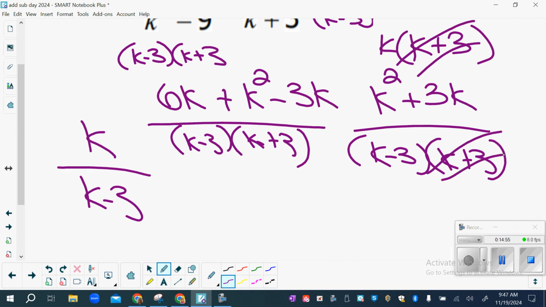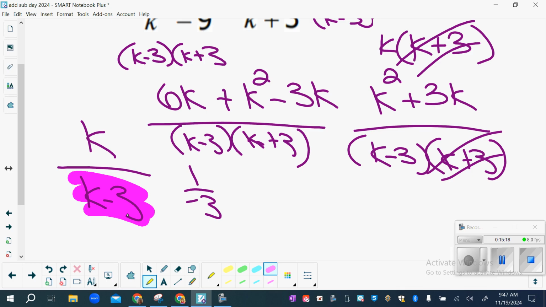Now here's what people wanted to do in period 1. Everyone wanted to say the answer was 1 over -3. What did they try to do, and why is that bad? They tried to cancel the K's, but you can't. You guys, it's an ugly wedding ring, but it's a ring. They're married. That K minus 3 is a pair. You can't cancel those K's.